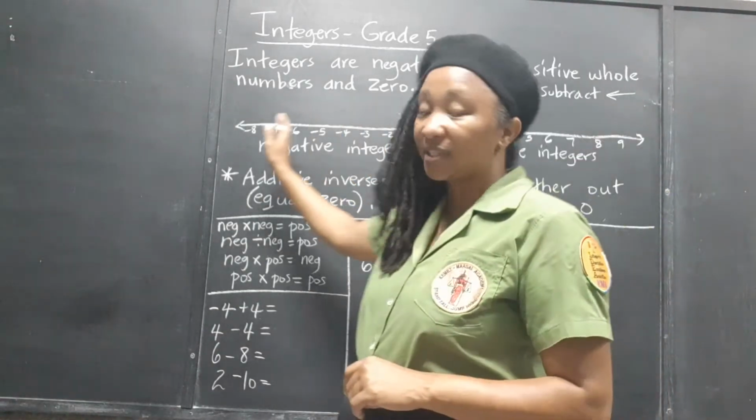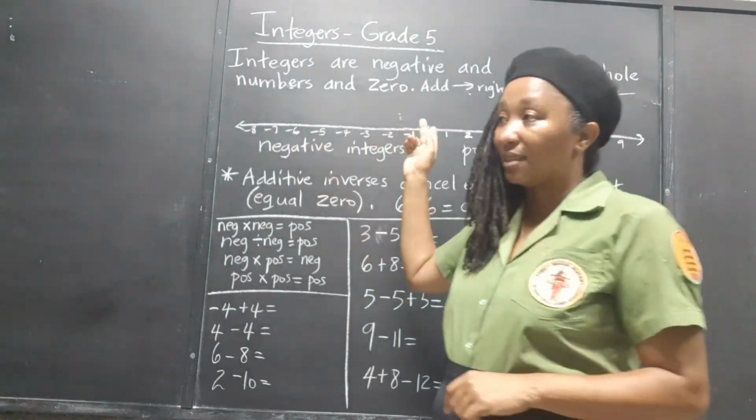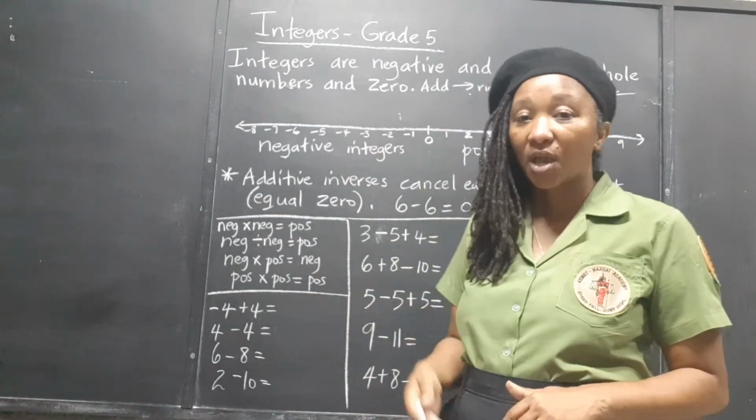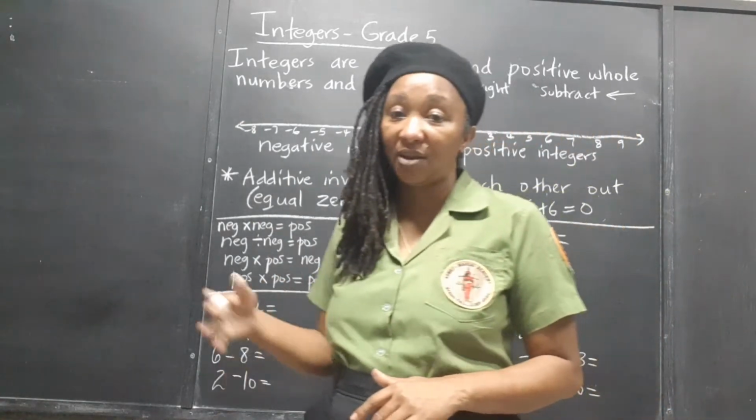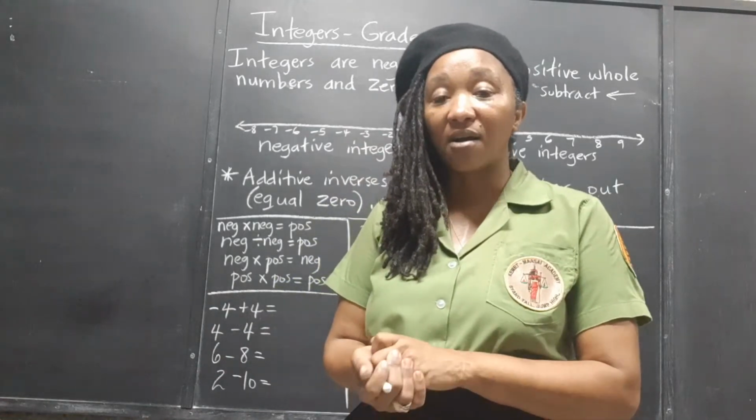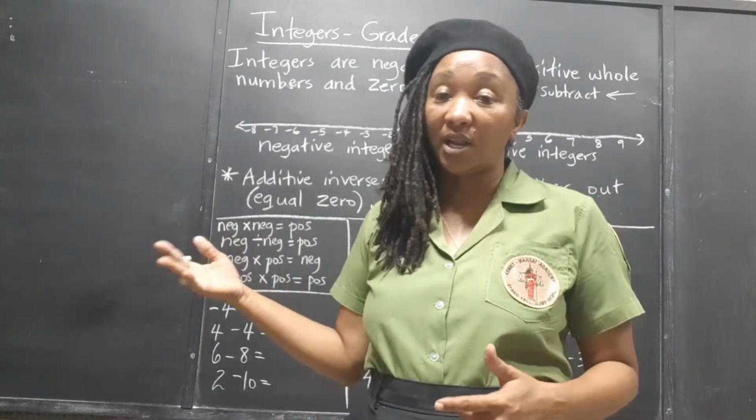To the left of 0 we have the negative numbers, and they continue towards negative infinity. That means on and on and on. Infinity is not a number. Infinity is a concept, which means that the numbers keep going on and on.